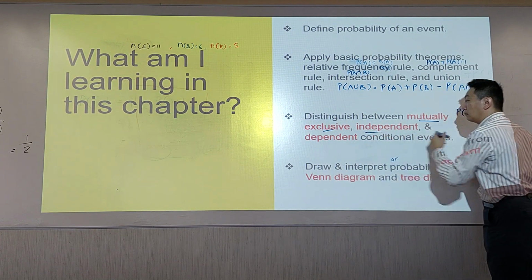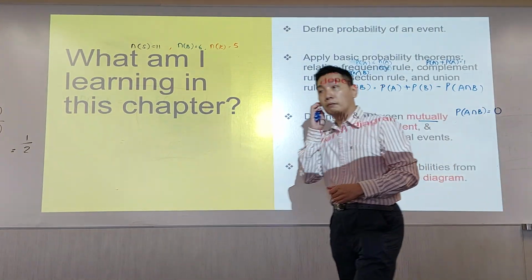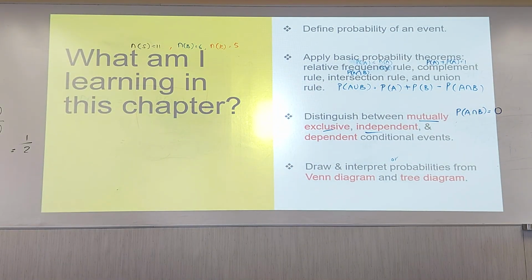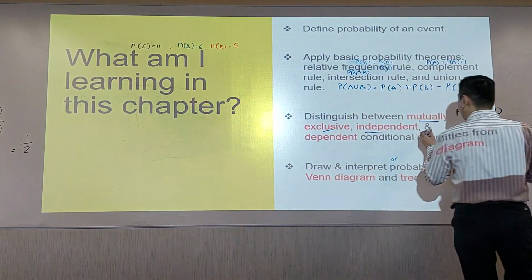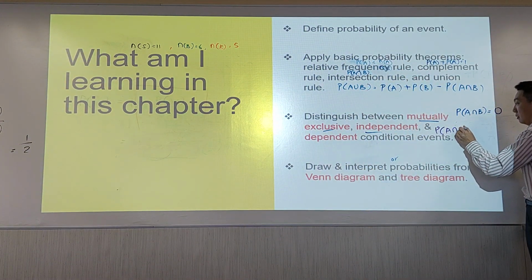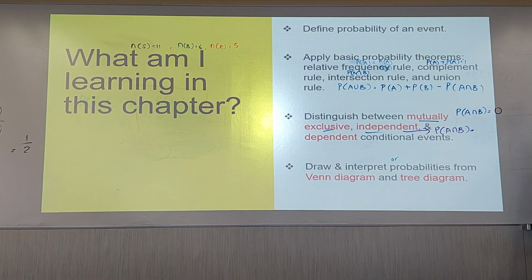If independent events, I use another color, I use purple. If independent event, then what is the formula to get A intersect B? Probability A multiplied by probability B. So these are the formulas that you need to know for today's lesson.